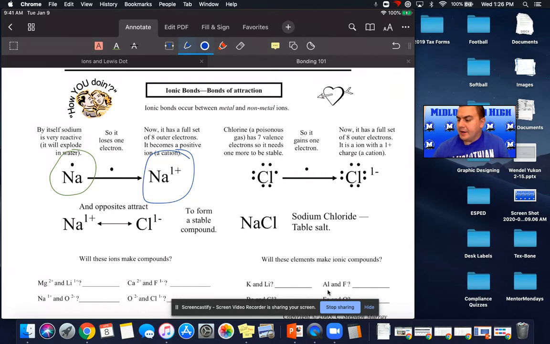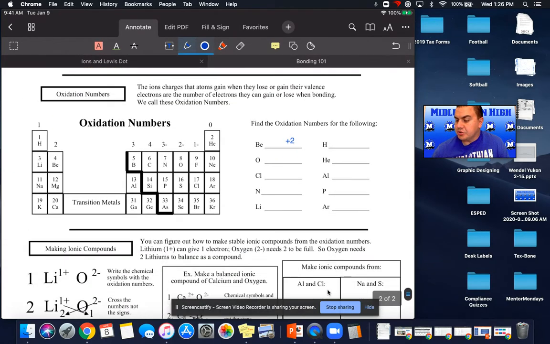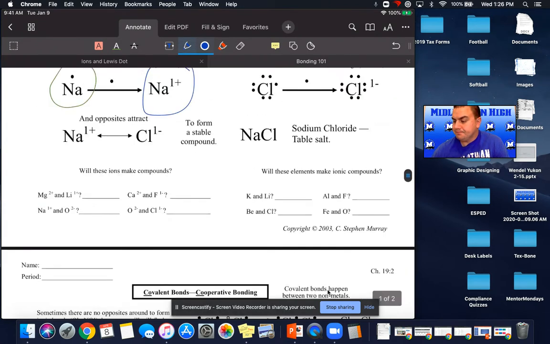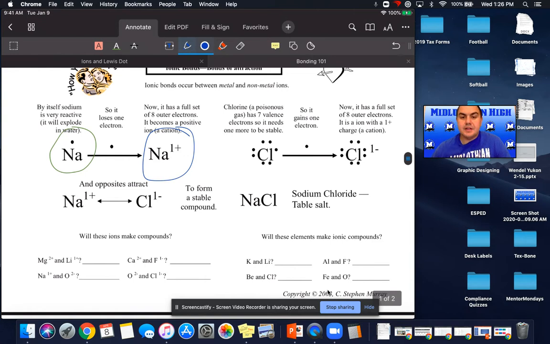So if we roll back down to our oxidation number chart, that checks out because here's Na. It's in group 1. It has the oxidation number of +1. Going back up. On the flip side of this, chlorine, you notice it has 7 different electrons.